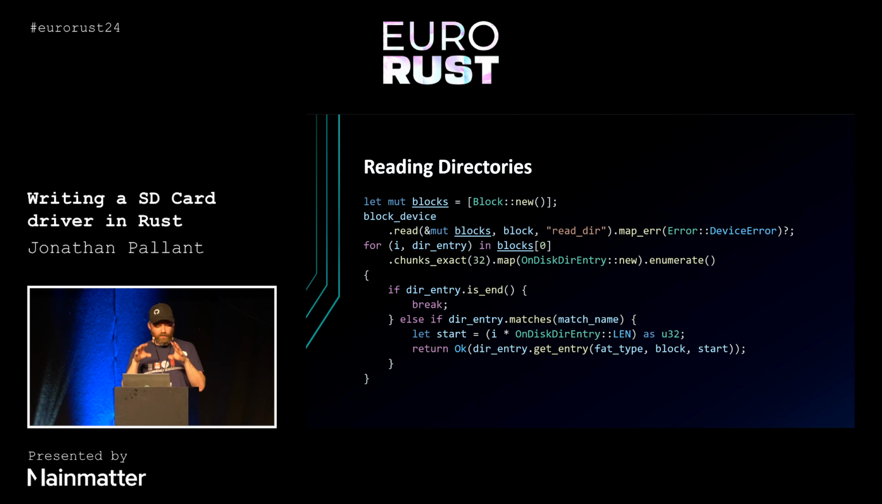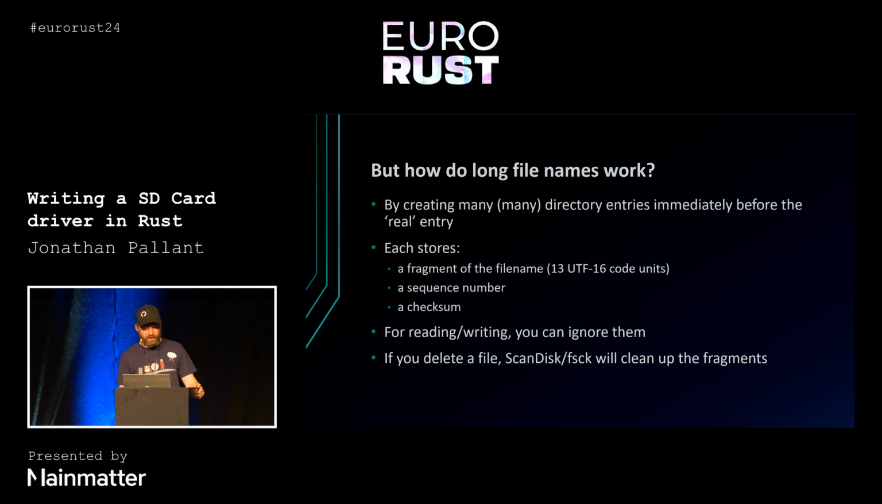So we said the file names are 8.3. That was the original kind of file name standard from that early PC. So you can have up to 8 characters in the file name and then 3 characters for the extension. And you might be asking, well, how do long file names work? Because there's really only room for 8.3 characters in there. So how does that work?